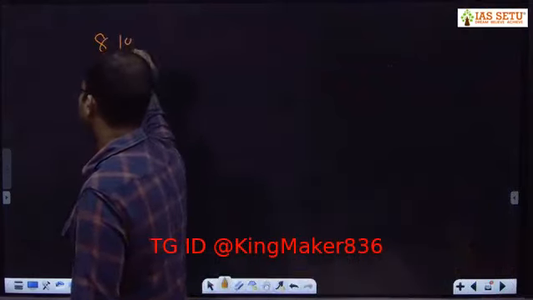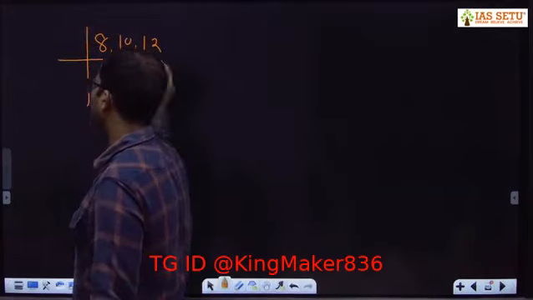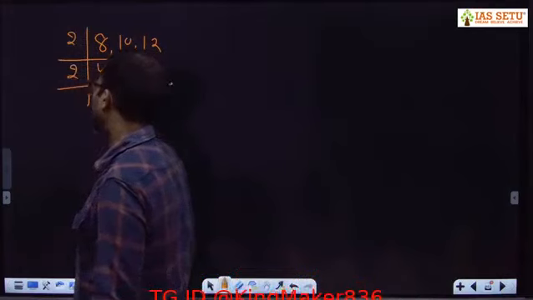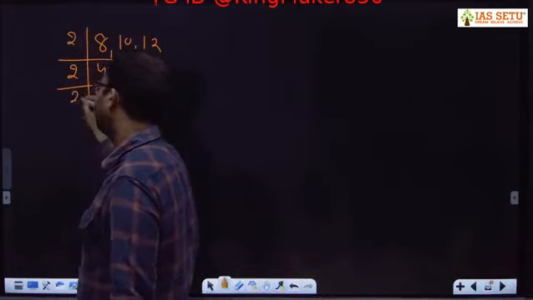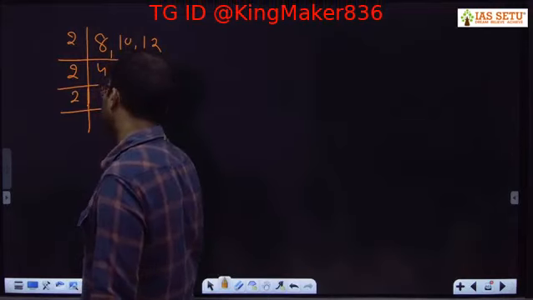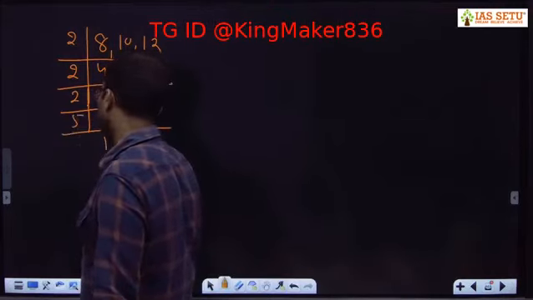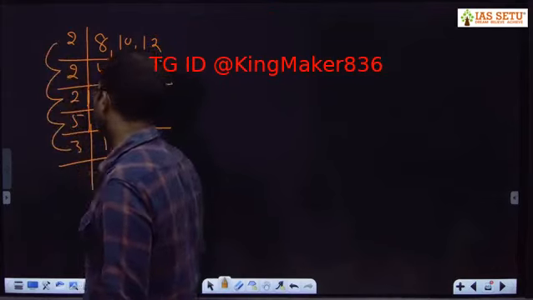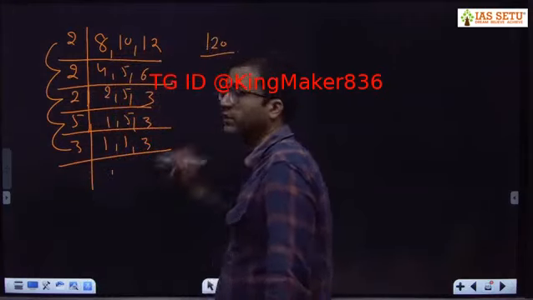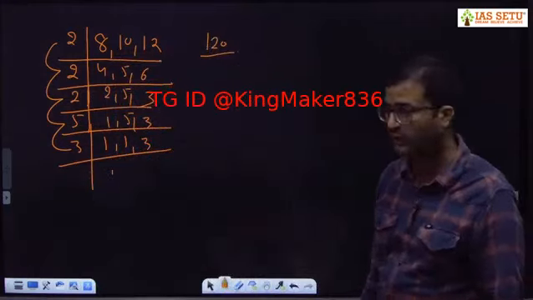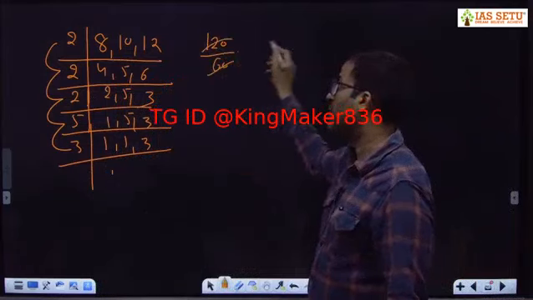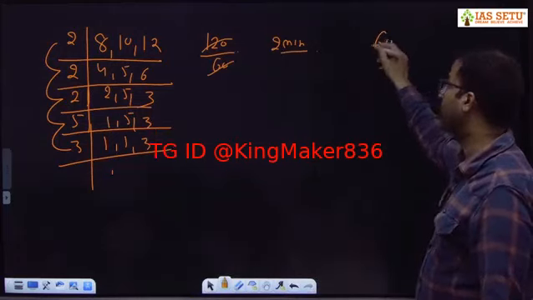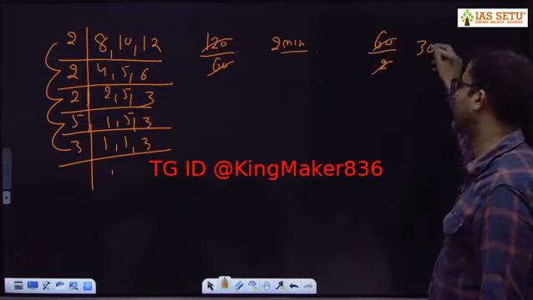Step number 1. We take 2 common, 4, 5, 6. We take 2 common, 2, 5, 3. We take 2 common, 1, 5, 3. We take 5 common, 1, 1, 3. We take 3 common. So it is 4, 8, 40, 120. So every 120 seconds, all 3 bells toll together. We convert to minutes. Every 2 minutes they will toll together. In 60 minutes, how many times? 60 divided by 2, 30 times.